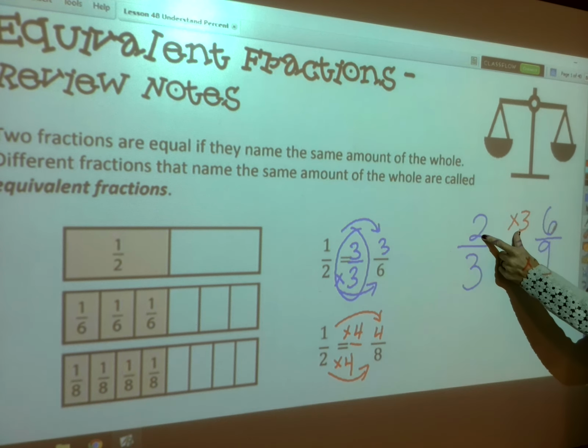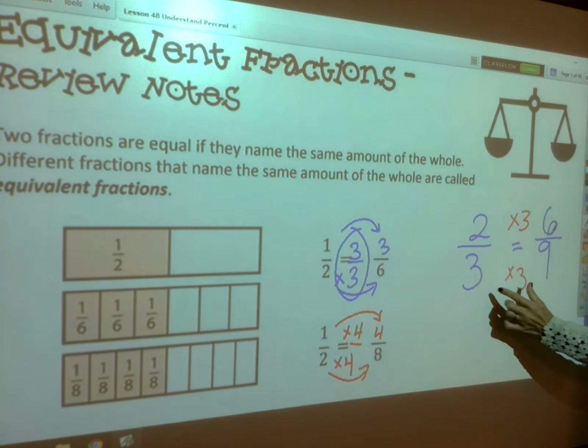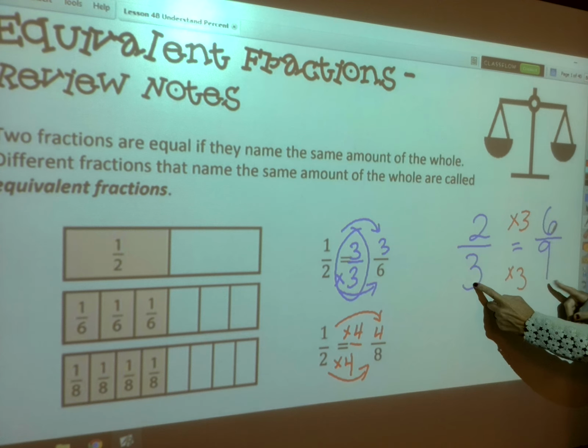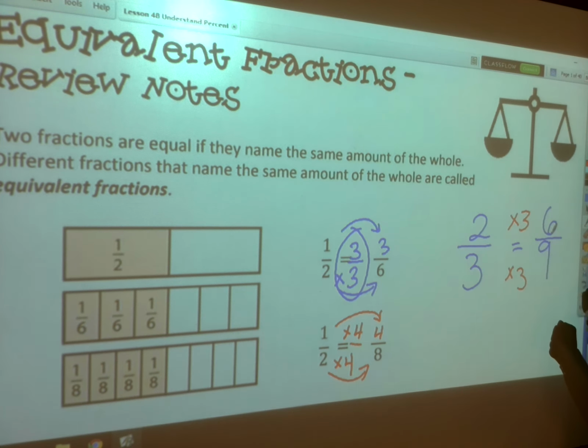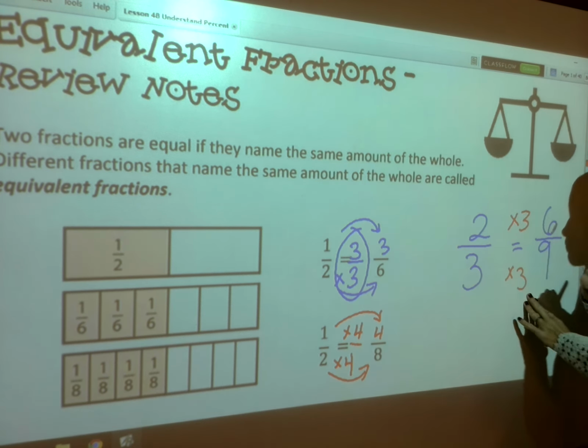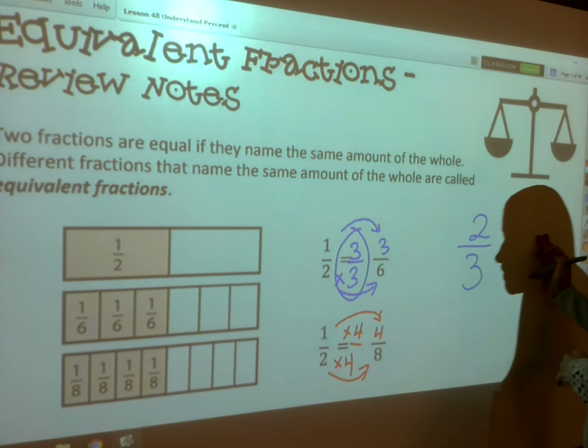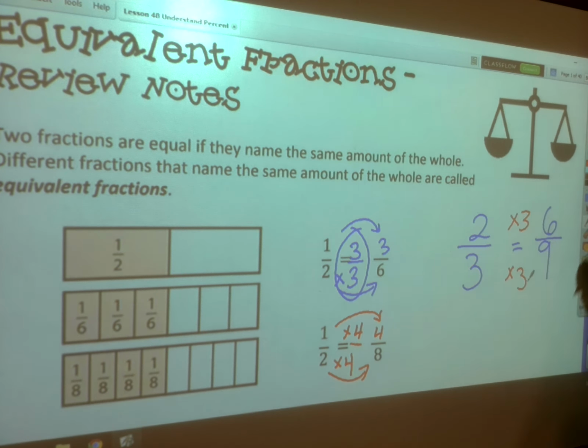We did the 2 times 3 to get the 6, and we discovered that if we're going to get from a 3 to a 9, we would have had to multiply by 3. Your denominator is your starting point to figure out how you can get your numerator, okay?